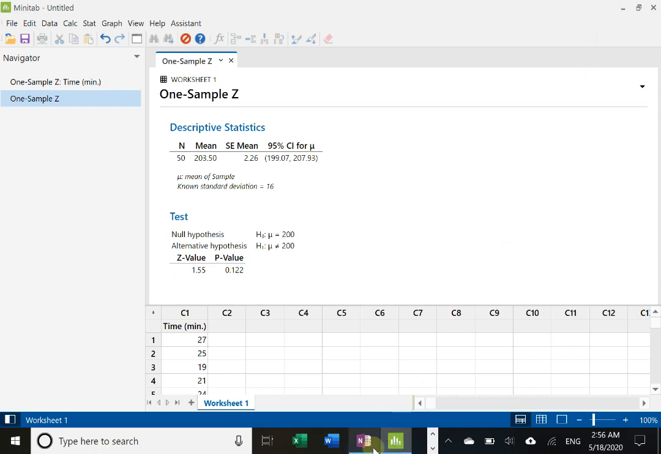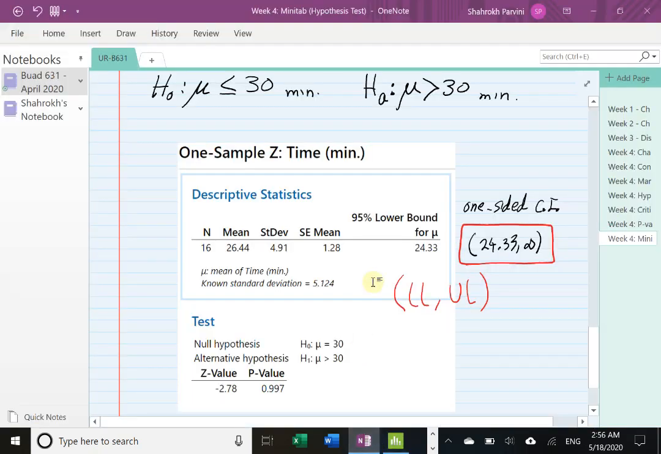Hopefully that was easy to do. Let me go back to my notebook, and I think with that we are done with this week's lecture. You should be able to do your midterm as well as your homework as it pertains to Chapter 4, Confidence Interval and Hypothesis Test for One Population Mean Mu.